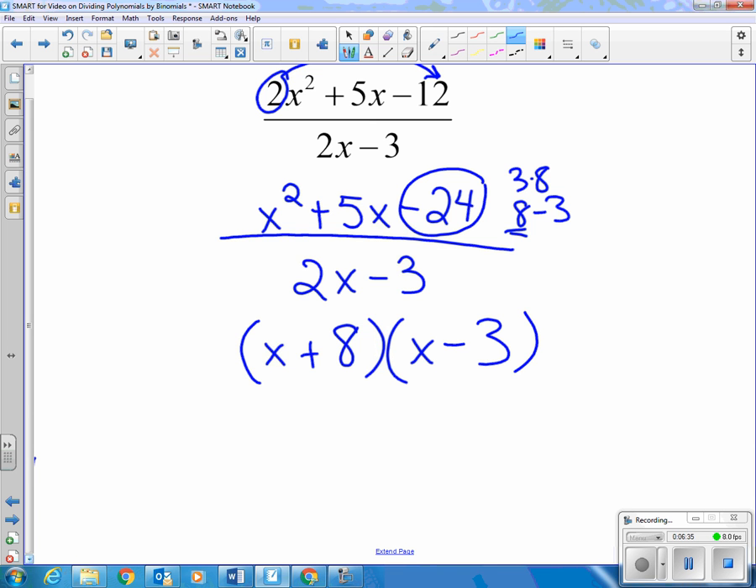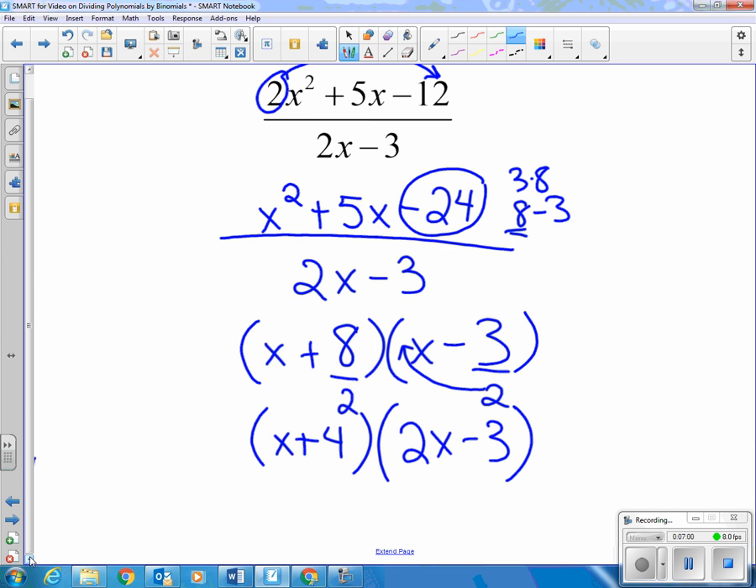Don't forget, though, we took a 2 out. We slipped it over to the 12, so now we have to slide it back. So I need to put it under here and put it under here. Okay, this reduces. 8 over 2 reduces and becomes x plus 4. This does not reduce. 3 over 2 does not reduce. So I have to slide my 2 back up here for my coefficient. 2x minus 3. Remember, the 3 now stays the same.